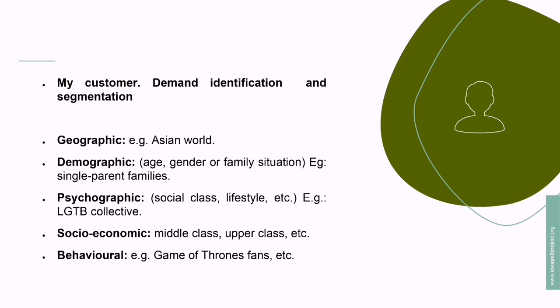When you are studying your customer, you have to take into account different aspects such as geographic, for example, the ASEAN world; demographic, age, gender, or family situation, for example, single parent families; psychographic, social class, lifestyle, etc., LGBT collective; socioeconomic, middle class, upper class, etc.; and behavioral, for example, Game of Thrones fans, etc. You have to know this information to be able to direct your entire strategy in that direction.